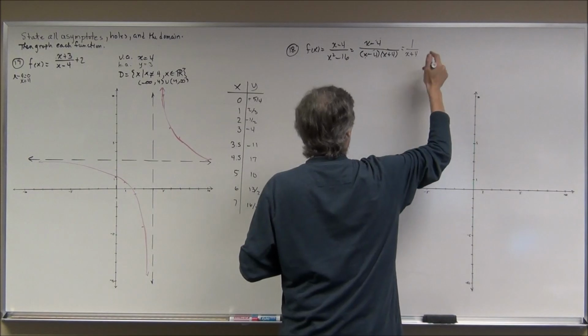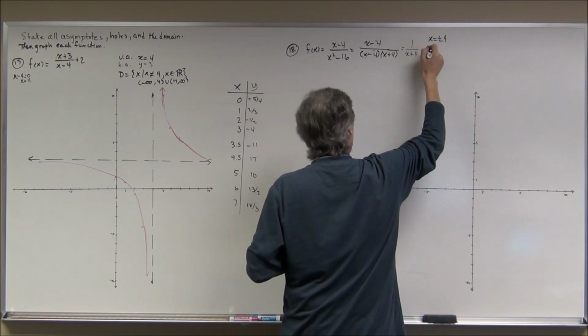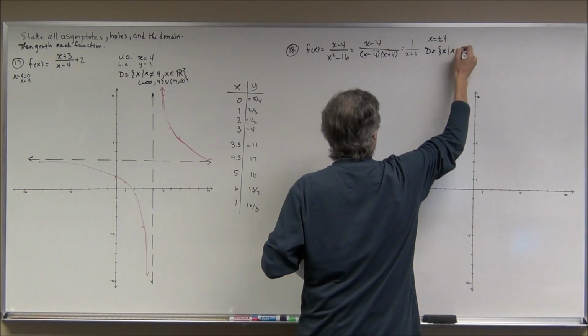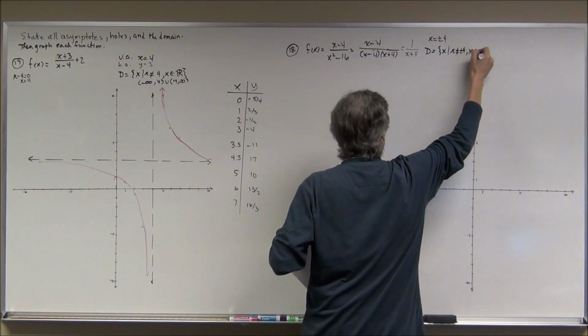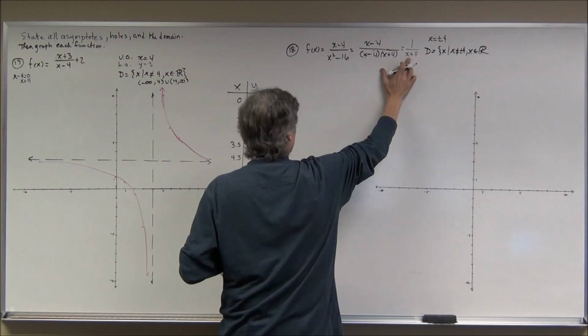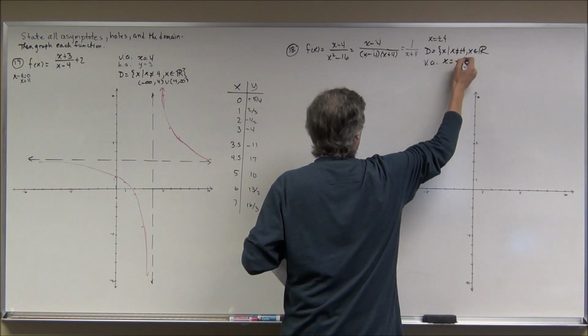So as part of my domain, x cannot equal plus or minus 4. So my domain would be the set of all x such that x cannot equal plus or minus 4, and x is an element of the real numbers. But I only have one vertical asymptote. My vertical asymptote is going to be at x equals negative 4.